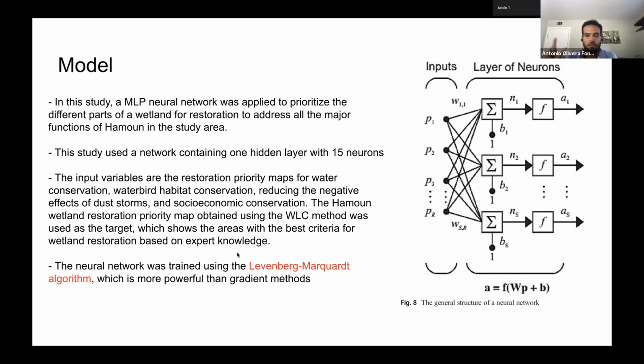There is one thing that I thought was interesting. You see that they say that the neural network was trained using the Levenberg-Marquardt algorithm, which is more powerful than the gradient methods. Remember that all the methods that we have discussed so far, all the networks, are using gradient methods for training. So I thought it would be interesting to discuss essentially what this method stands for, in just a few words.